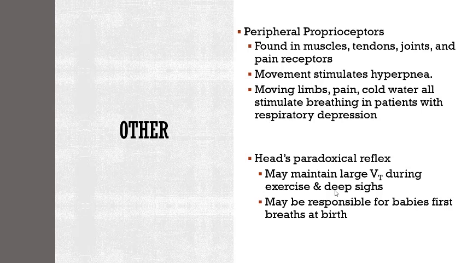Two other ones that we're going to talk about really quickly is you have these peripheral proprio receptors. These are found in muscles, tendons, joints, and pain receptors. This is something that is a direct response to your ventilation, in the sense that if you're moving your muscles more, these little proprio receptors are going to send signals to cause hyperpnea or deep breathing. So you could think of these as when you start to run, these are all going to fire in your muscles and they're going to send stimulus that says, oh, we better start breathing more. If you are exercising, these are going to fire and get your ventilation kicked into gear to make sure that we're meeting the body's metabolic needs.